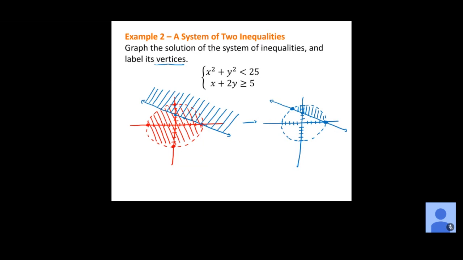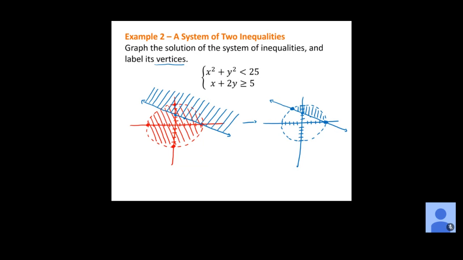To find those, we're going to use some algebra, and we're actually going to do this either by substitution or elimination. This one we cannot do by elimination because the first inequality has x squared and y squared, and we don't have an x squared or y squared in the other. So we're going to have to use substitution in this case.